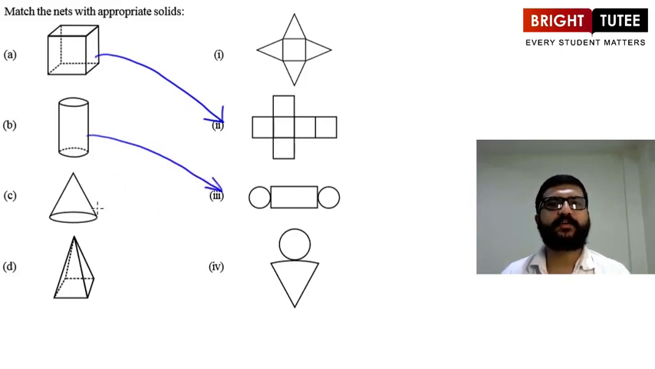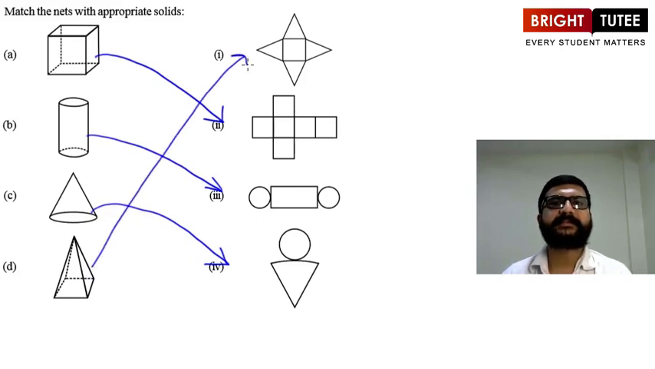And then here is a cone. For a cone, the bottom face is a circle, and the face above the circle is a sector of a circle. So the net for a cone is this one, the last one. And then here is a pyramid. We have seen the net for a pyramid is this one, and we are left with only one option, so this will be the option for a pyramid.